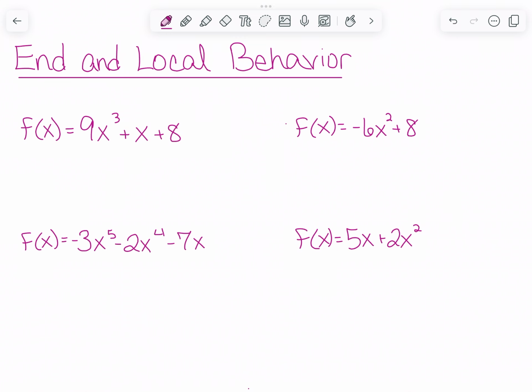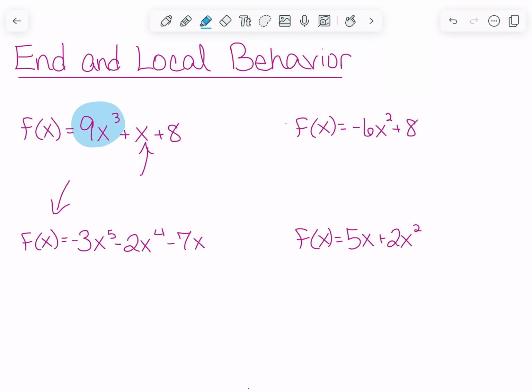Let's look at these four functions here and try to determine their end behavior. For the first one, 9x cubed plus x plus 8, the leading term will be 9x cubed. 3 is an odd power, so this is an odd degree, and 9 is positive, so it's odd degree with a positive coefficient. That means it will go down to the left and up on the right.